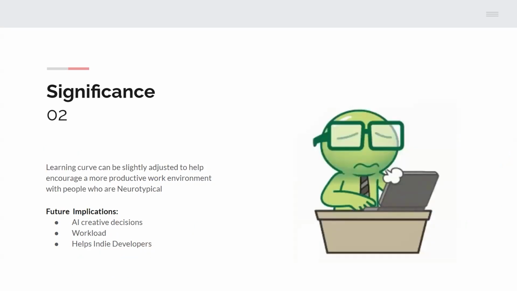Another significance is that there is a learning curve when people are designing games. So AI can be used for helping those who are neurotypical in a sense with AI creative decisions, helping give them ideas. This also lessens the workload for novice developers, which a lot of these novice developers are also indie developers, so they also get that needed help.